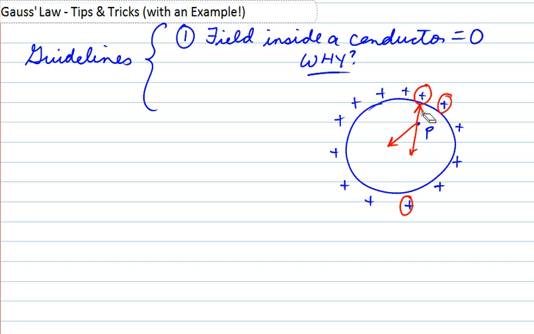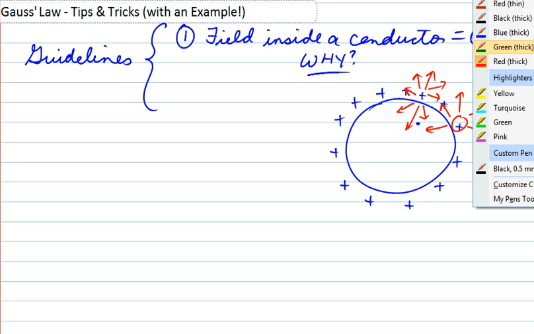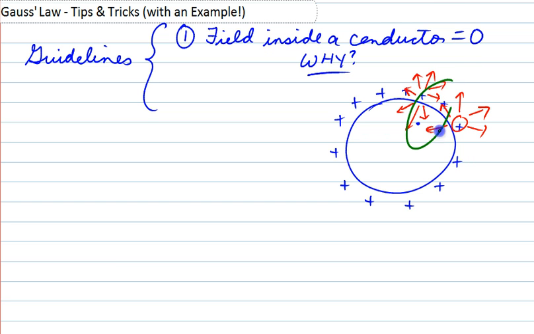Another way to look at this, get rid of this, is that the field of one of these charges would be going outward radially in all directions. And the field of a nearby charge would also be going radially in all directions. And so you see that you start to have some issues right around here.